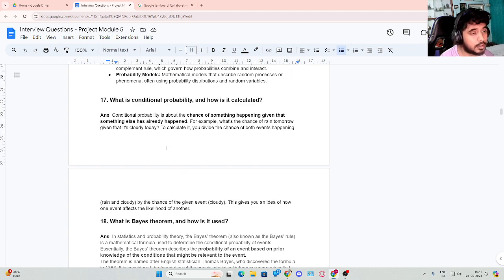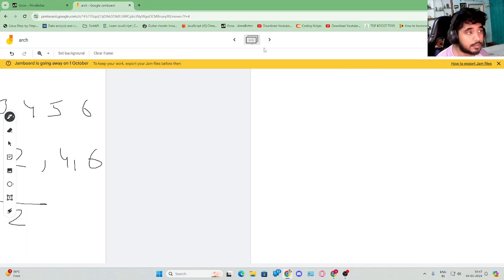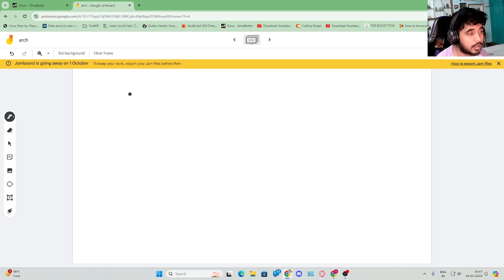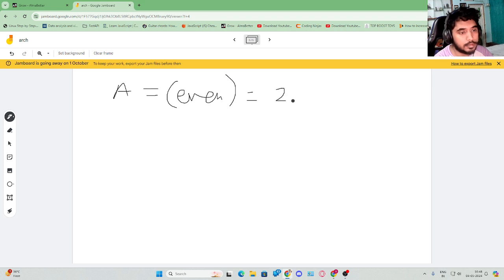Next is, what is conditional probability? Conditional probability is the probability of occurrence of one event given that another event has occurred. Let's say our event A is the occurrence of an even number when we throw a dice. So how many outcomes are there? Even is 2, 4 and 6.